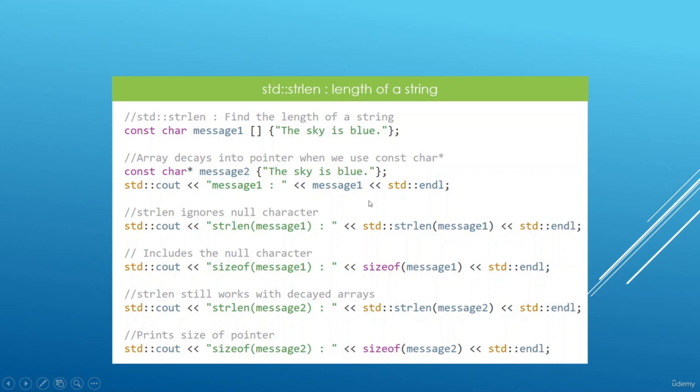The good thing about strlen here is that it still works for decayed arrays. So if we use it on message2, we're going to get the correct output. We're going to get the number of characters in here, which is really cool. And we can also try and print out the size of message2, but here we're going to get the size of a pointer printed out. Okay, that's how strlen works. It lets you evaluate the length of a string.